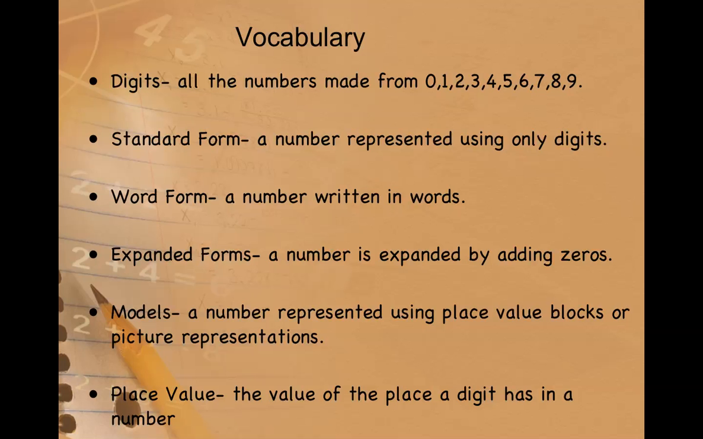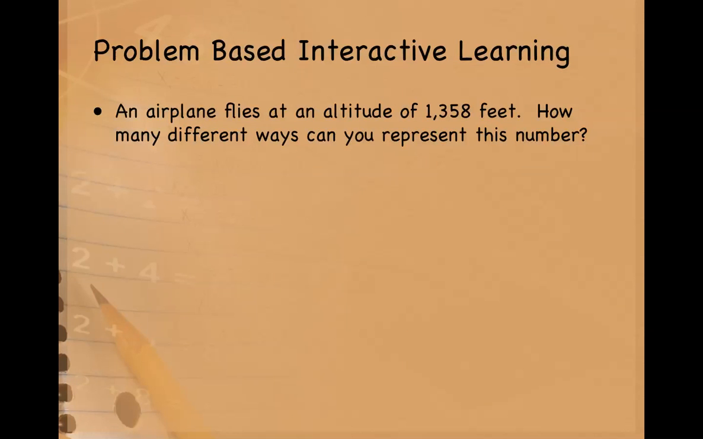Let's begin with the problem-based interactive learning. An airplane flies at an altitude of 1,358 feet. How many different ways can you represent this number? Please pause the video now and complete this problem.